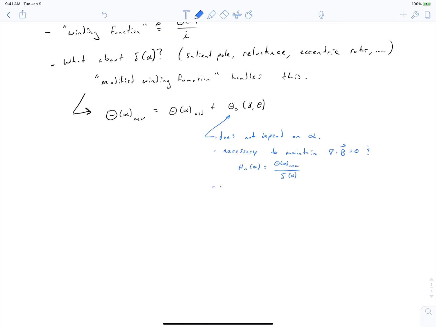And I don't want you to worry about this for now. For all the machines that we're going to be talking about in the near future, this term, this theta 0, is equal to 0. Even if I give you a salient pole rotor, it will be equal to 0.